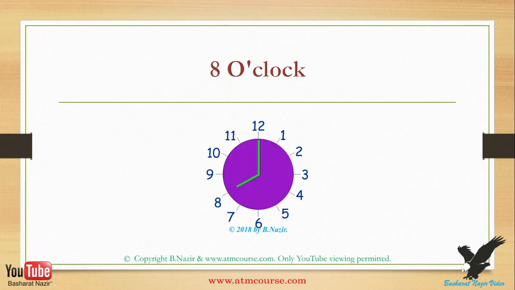This clock is reading 8 o'clock, because the big hand is pointing to the 12 and small hand is pointing to 8. Now you say 8 o'clock. This clock is reading 9 o'clock, because the big hand is pointing to the 12 and small hand is pointing to 9. Now you say 9 o'clock.